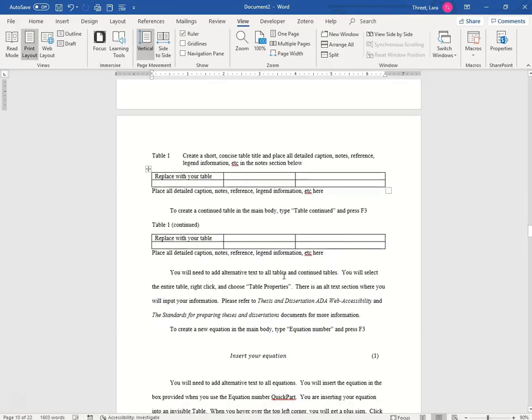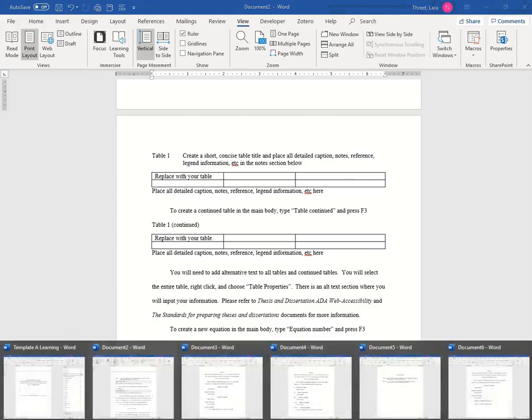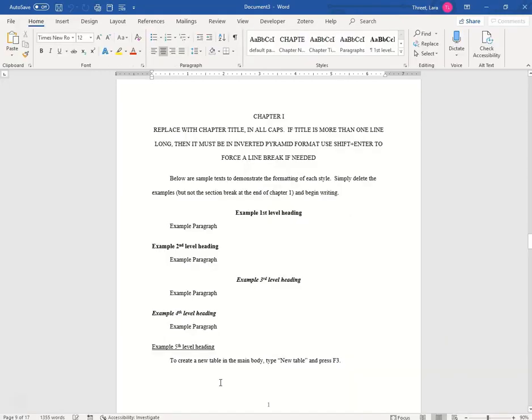Another difference in Template A is how your tables, figures, and equations are numbered. As you can see in this sample template, your tables, figures, and equations are all numbered consecutively throughout the entire document. That means if you have two tables in Chapter 1, they're going to be called Table 1, Table 2, and then if you don't have another table until Appendix A, that table is still going to be called Table 3. And those are the big differences in Template A.